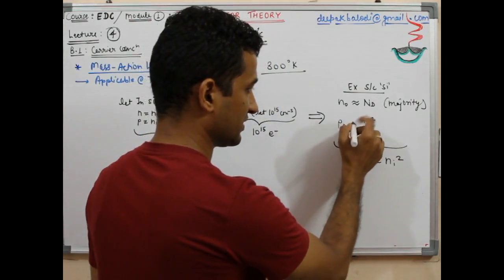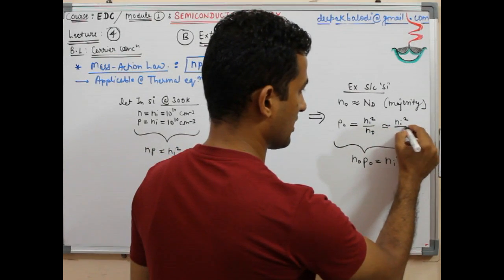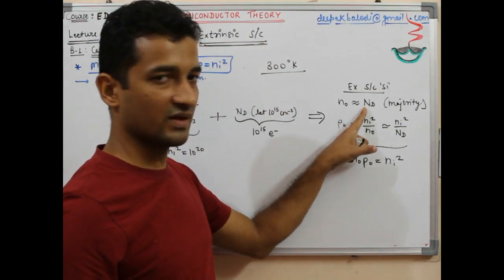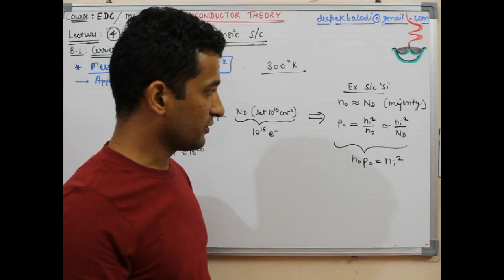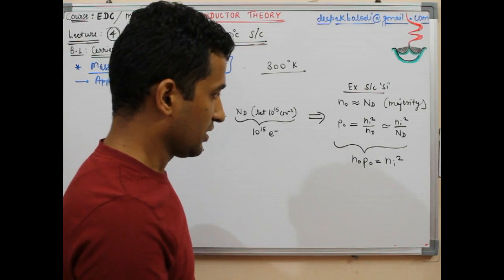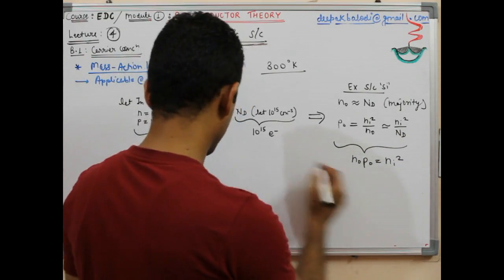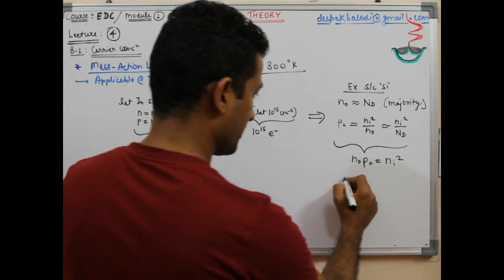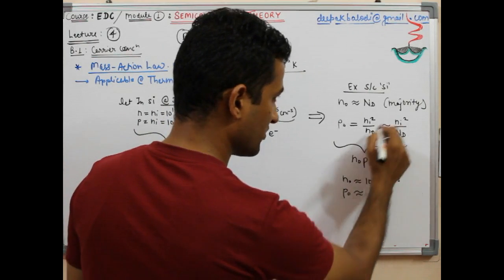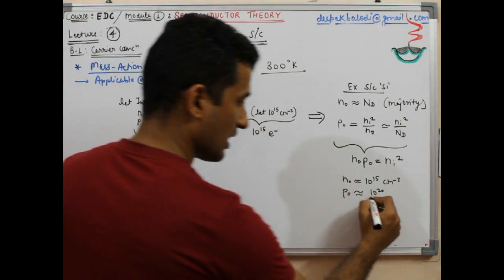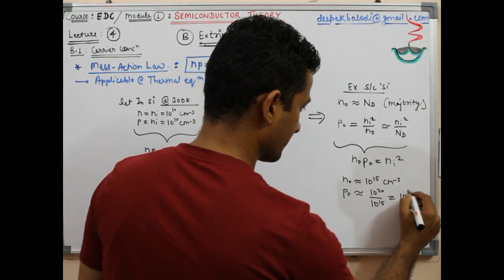naught. This is exactly equal to this, but we can approximate it by ni square upon Nd, because we said so earlier. Now you see, if this happens, then Nd is a far, far larger number. In this particular example, let me calculate. N naught here is approximately 10 to the power 15, and p naught will be ni square, that is 10 to the power 20, upon Nd, which is 10 to the power 15. So this comes to around 10 to the power 5.